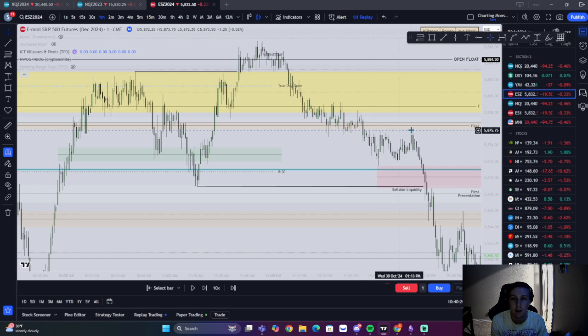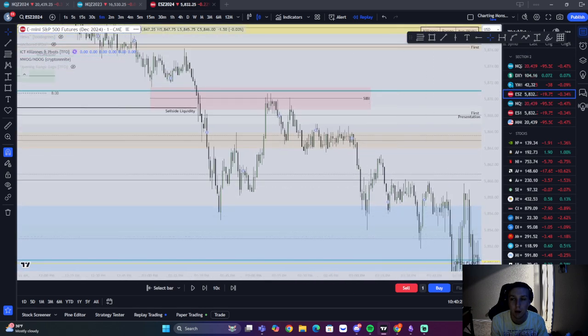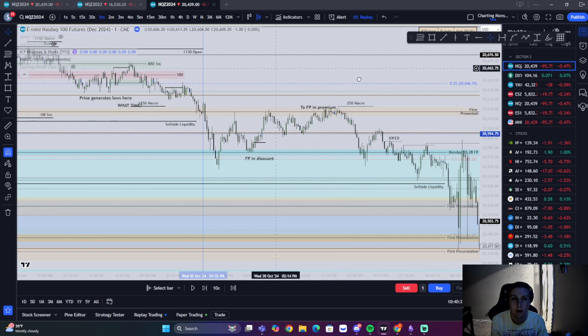Then this distribution occurs here. What do we have here? We have a SIBI on the 15-minute that we trade into, and then we bleed lower. Let's look at NQ during the lunch macro. What are we doing?